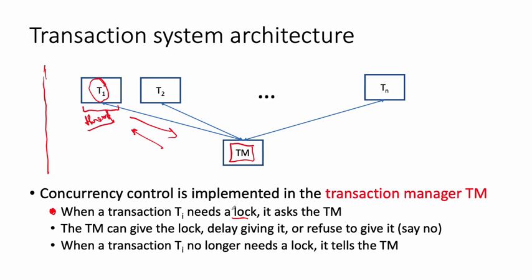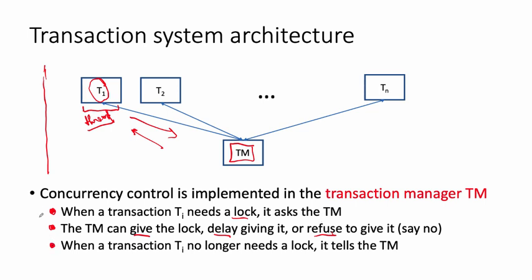Transaction manager says, okay, here the lock is for you. But the transaction manager can do many things. It can give the lock, it can delay, it can let that transaction wait because the lock is maybe somewhere else, or it can refuse to give it. It can say, no, you don't get it. Please abort. You must abort. So the transaction manager decides how to give the locks.